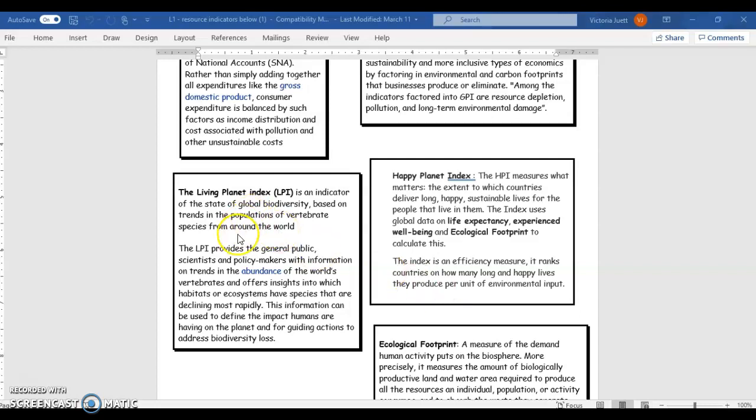Then we've got the LPI, the Living Planet Index, an indicator of the state of global biodiversity. So it's more of a biocapacity, biological sort of thing. It looks at trends in populations, abundance of certain animals, and really looks at the impact that humans are having on different ecosystems.